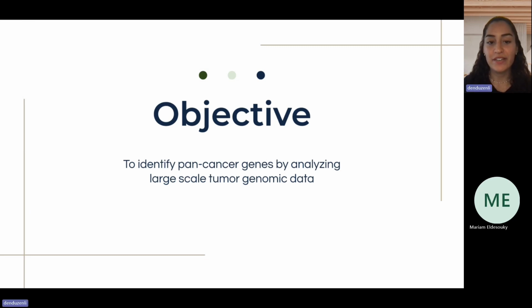So the main objective of all of this work is to identify pan-cancer genes by analyzing large-scale tumor genomic data. This work is also going to be implemented into a platform at GenomeArc called Horizon, which is being developed to have a comprehensive overview of these variants and genomic variant analysis. And it is a groundbreaking tool that I hope to explain further to get all of you excited about it as much as I am excited for the development of it.